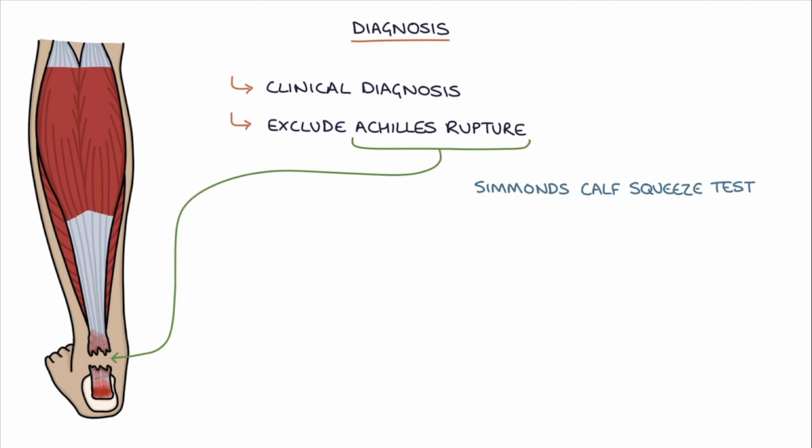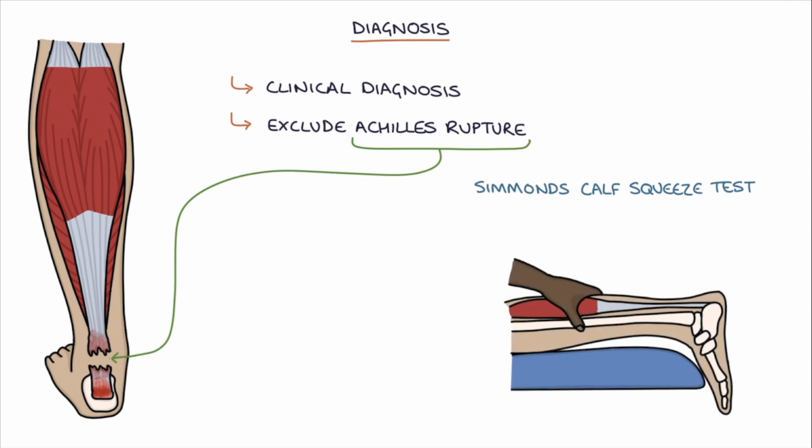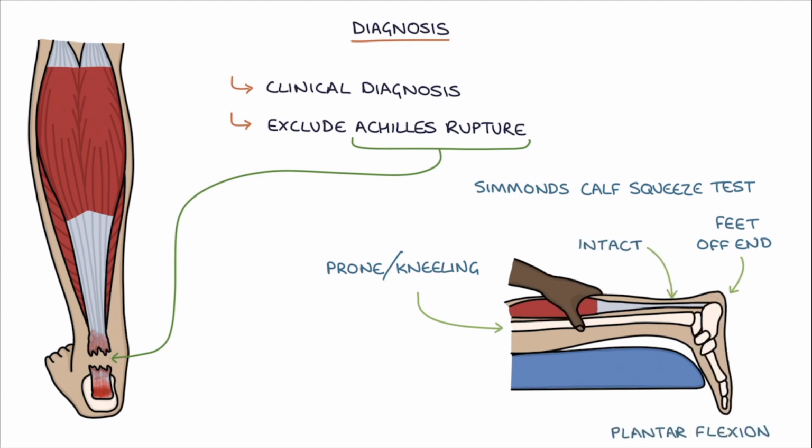The Simmons calf squeeze test is a special test to look for Achilles tendon rupture or a break in the Achilles tendon. The patient is positioned prone or kneeling with the feet hanging freely off the end of the bench or the couch. When squeezing the calf muscle in the leg with an intact Achilles, there will be plantar flexion of the ankle, with the foot moving in a downward direction.